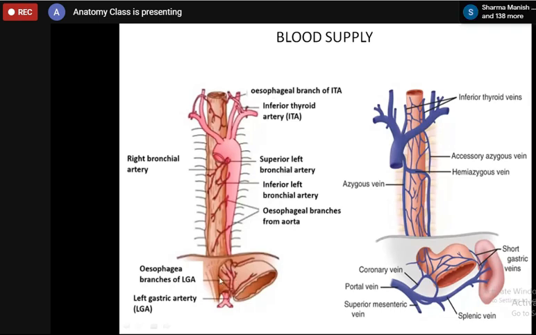And then finally, the abdominal part of the esophagus is supplied by branches of the left gastric artery. Then venous drainage of the esophagus: the arteries are accompanied by corresponding veins, and each drains into the vein of the same name. Here the cervical part of the esophagus is drained by the inferior thyroid vein, which later on drains into the brachiocephalic vein.